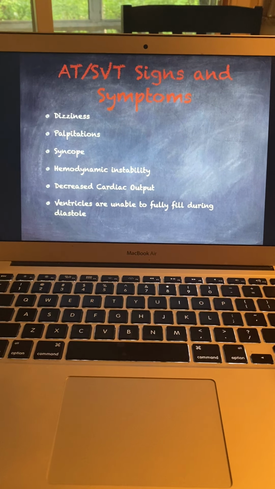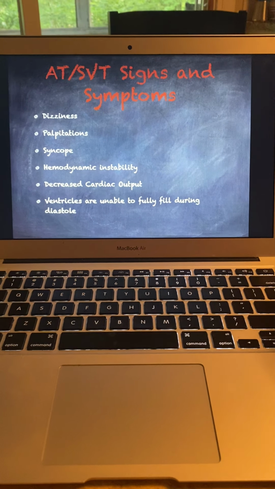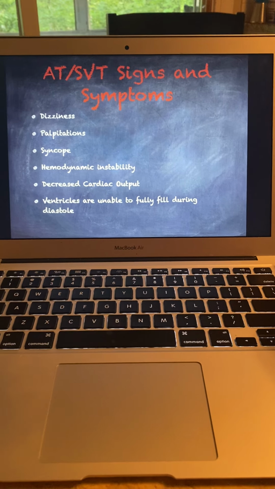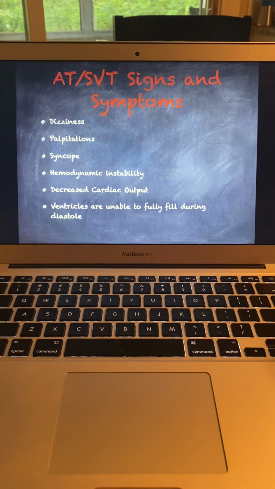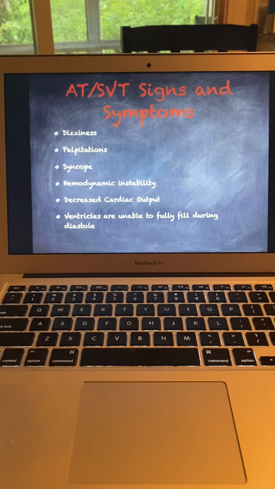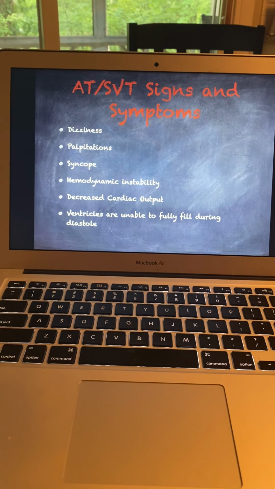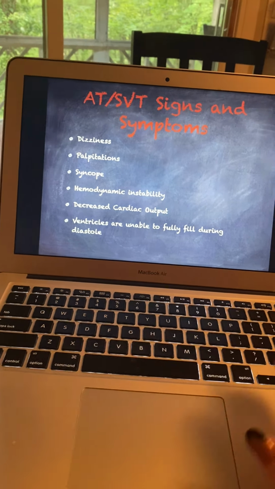Something else to note is that the ventricles are unable to fully fill during diastole because the heart is beating so fast. So the higher your heart rate, the lower your cardiac output would be, because your ventricles are unable to fully fill during diastole, which then creates hemodynamic instability.